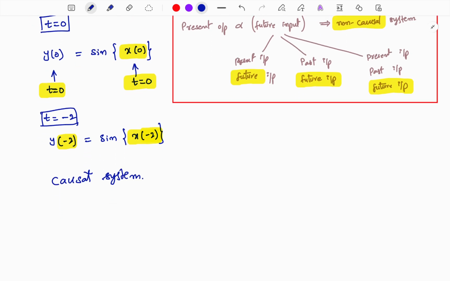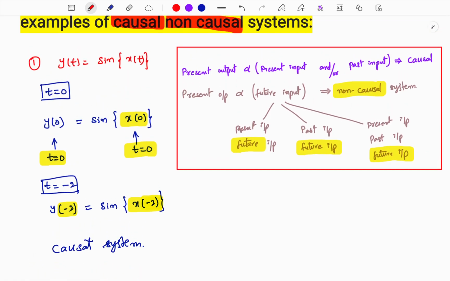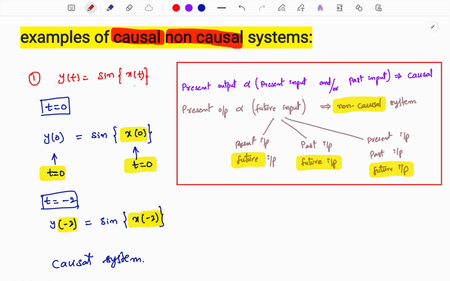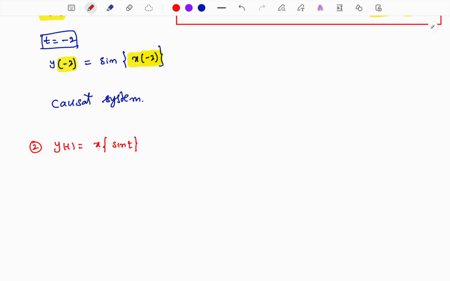Next, example 2. See, example 2 is y of t is equal to x of sin t. In the previous case, y of t is equal to sine of x of t, where x of t is within the sine function. But here the sine function is inside the argument of the input, x of sin t.